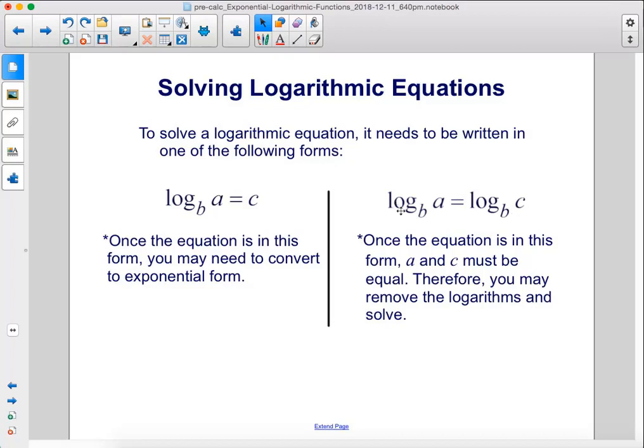In this form, we have log base b of a equals log base b of c. Once the equation is in this form, a and c must be equal. Therefore, you may remove the logarithms and solve.